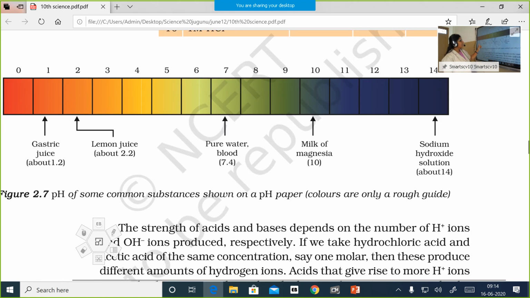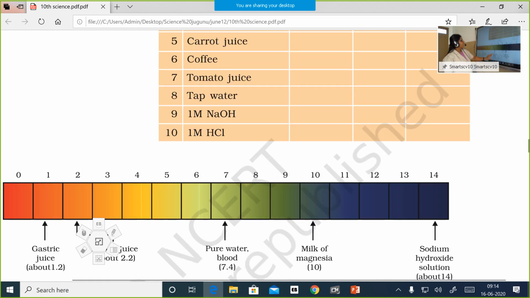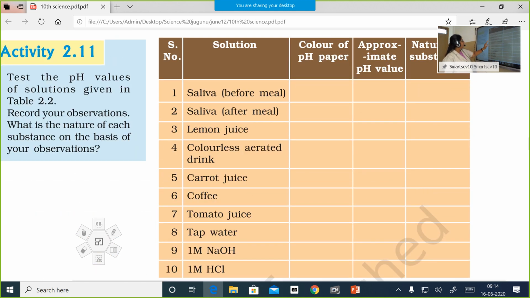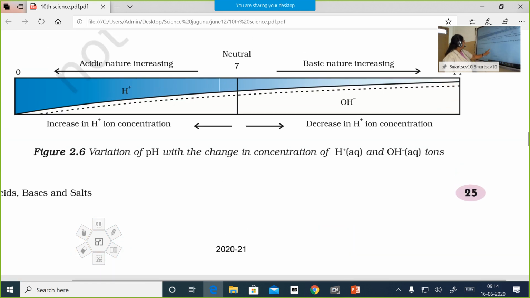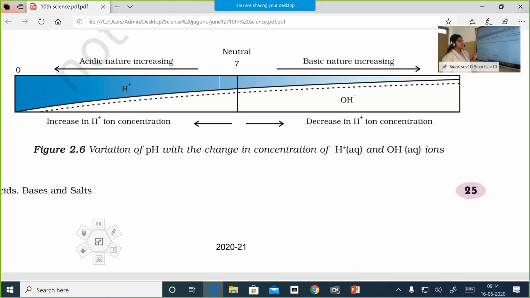Now, I think the color chart is clear to you. The color chart shows the different colors a solution takes on in the presence of universal indicator. This is an experiment that we have to do. We'll discuss it later. Table 2.2. Now, refer to figure 2.6 on page 25.